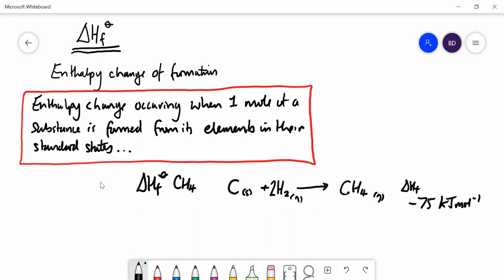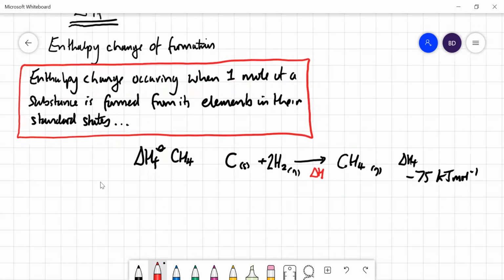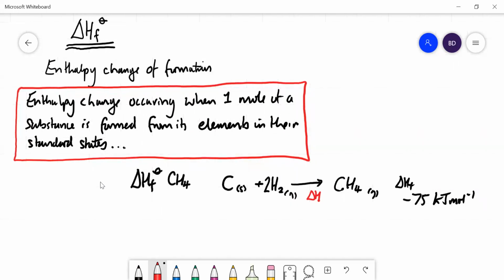Now that reaction, you cannot find that directly, can you? That's pretty obvious. You cannot get carbon to react with hydrogen to form methane under a copper can and measure it. So you've got to find that by a Hess's Law method. But we're not talking about how to find it today. We're talking about how useful it is.